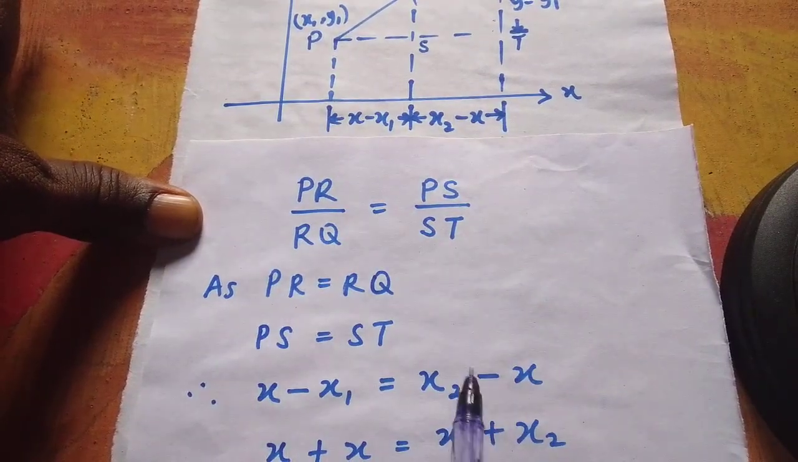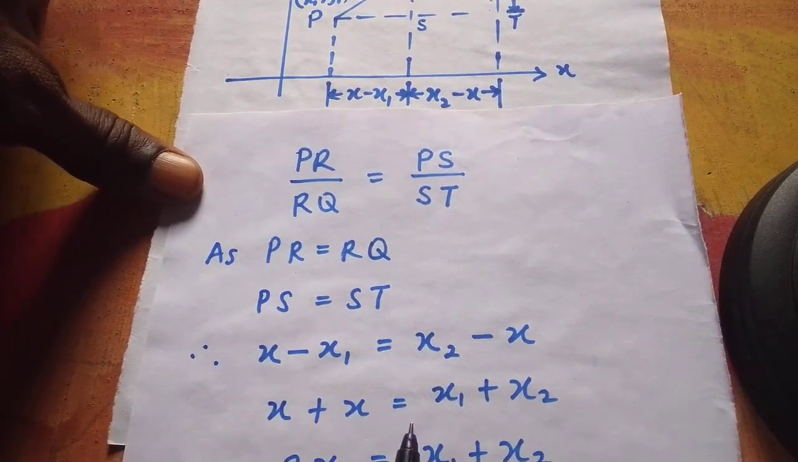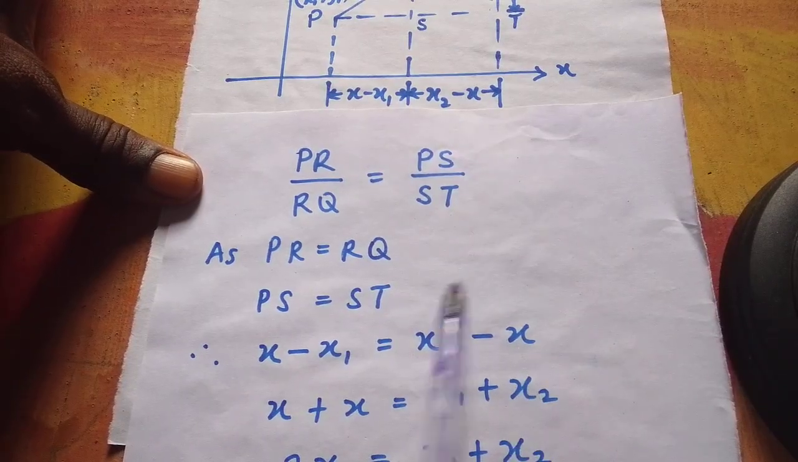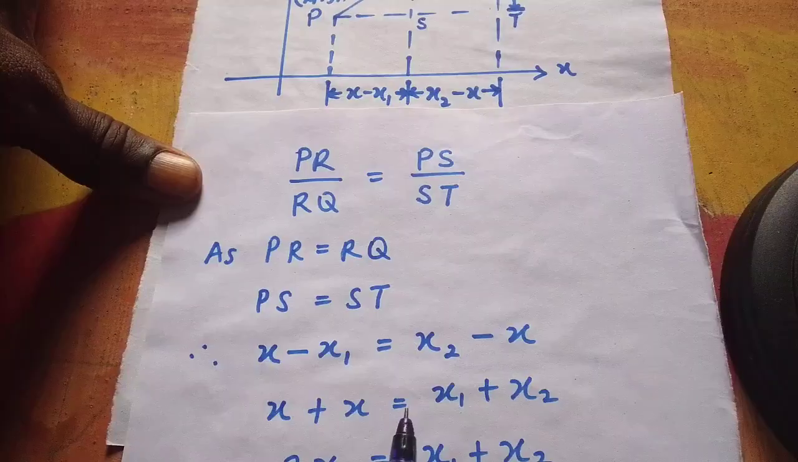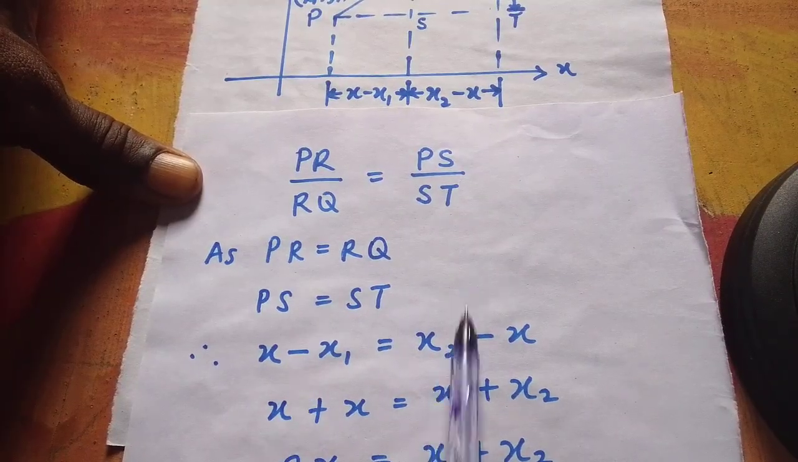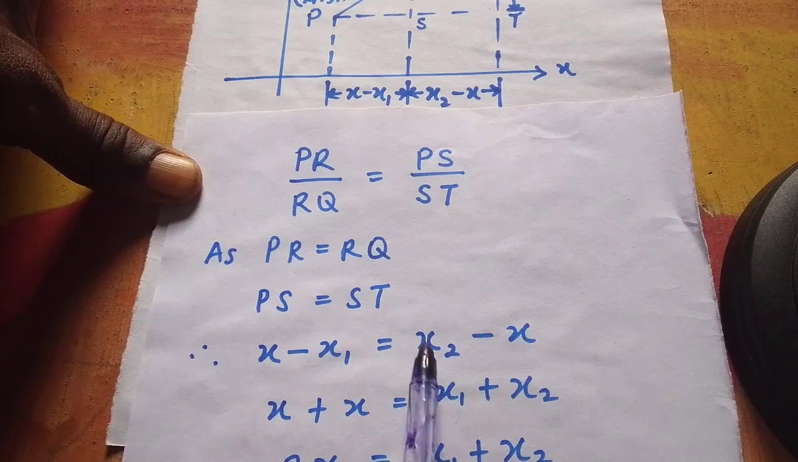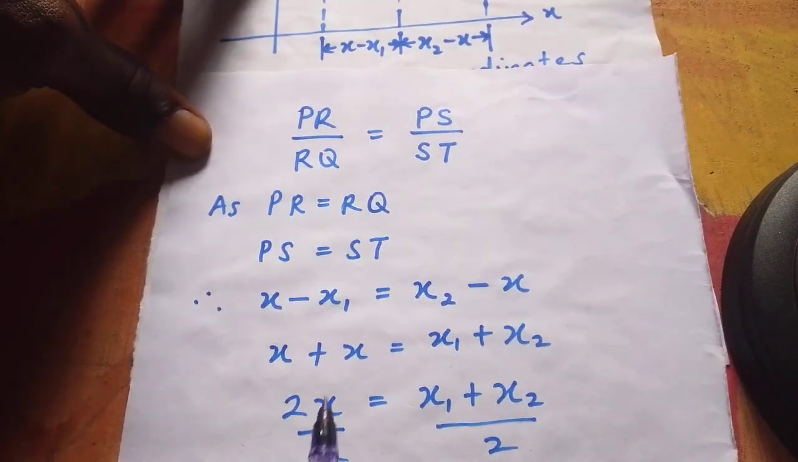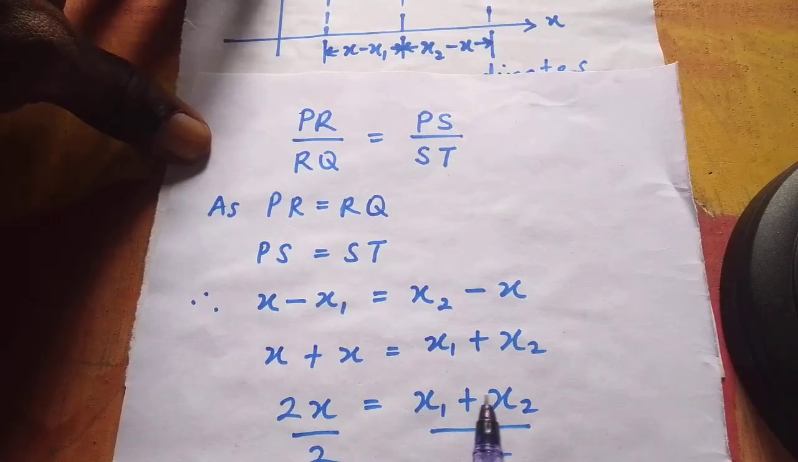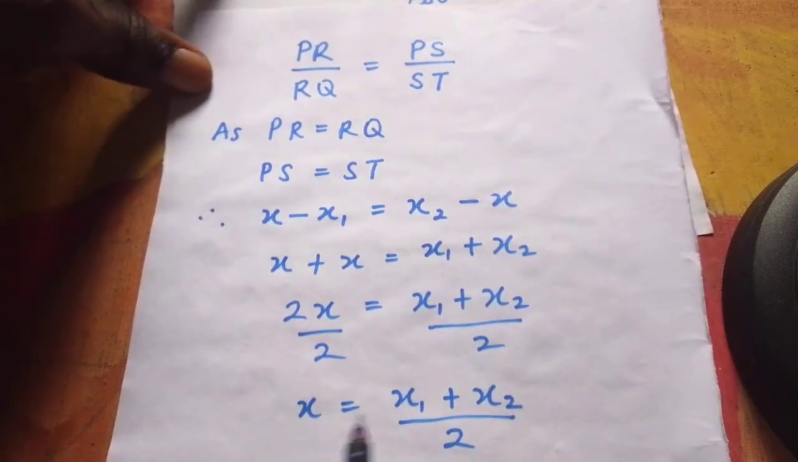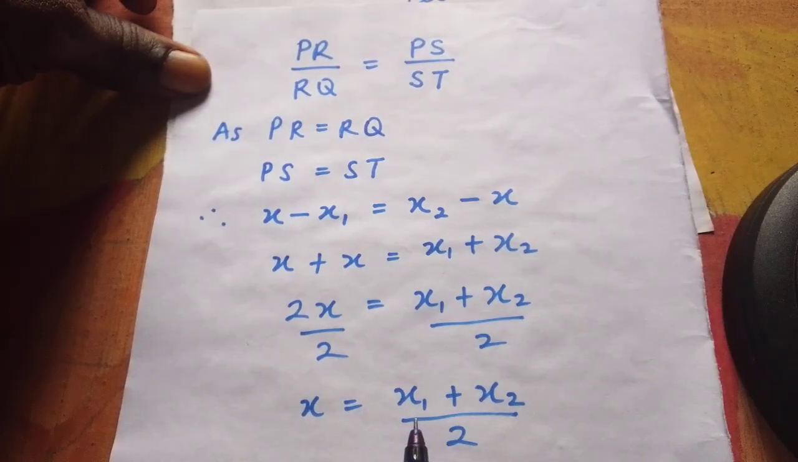So if we try to bring them together, I'm having x, and this minus x becomes plus x, equals x1 plus x2, since minus x1 becomes plus x1. So x plus x gives us 2x is equal to x1 plus x2. Divide both sides by 2, so that means x is x1 plus x2 over 2.